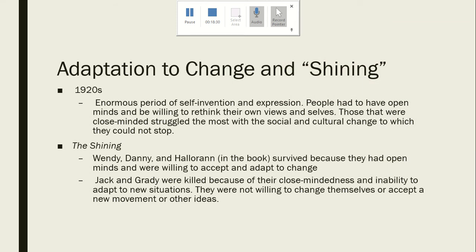And the last idea that I have is that of the adaptiveness to change, or that of self-transformation and growth. The 1920s was a huge test of self-reinvention, and people really had to be willing to keep open minds and take a look at themselves and really reevaluate their identity and decide what was most important for them. Closed-minded people struggled the most in the 20s because they were not willing to accept the new change happening or listen to new ideas, even though change was and still is inevitable.